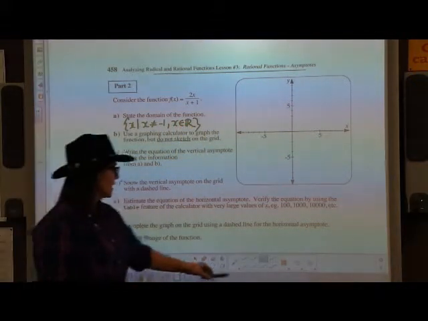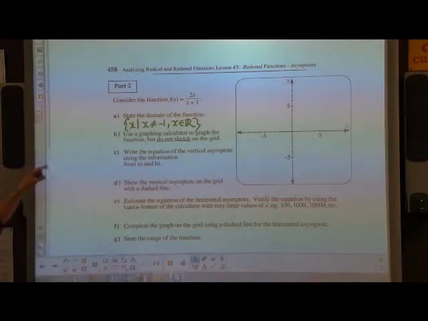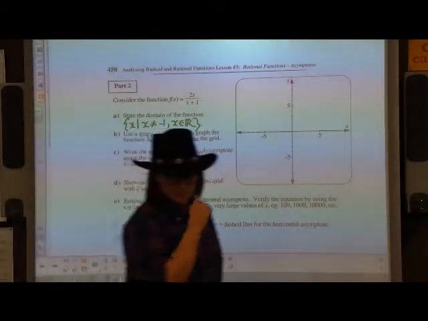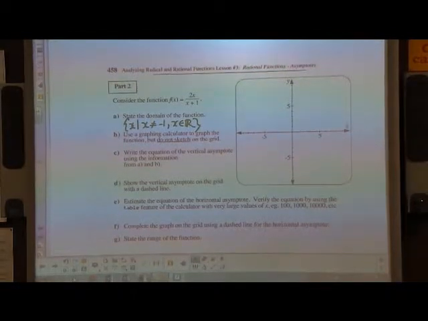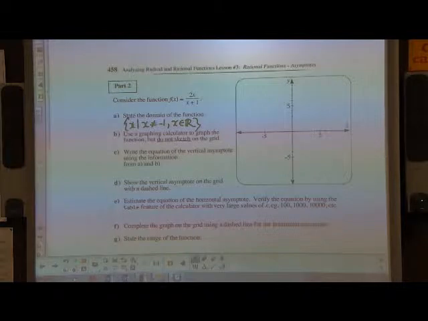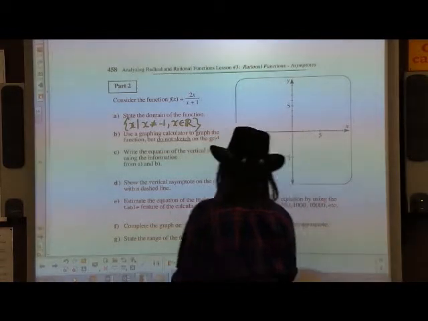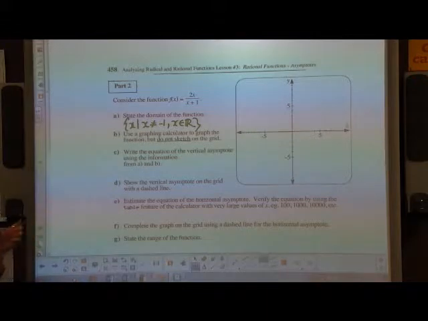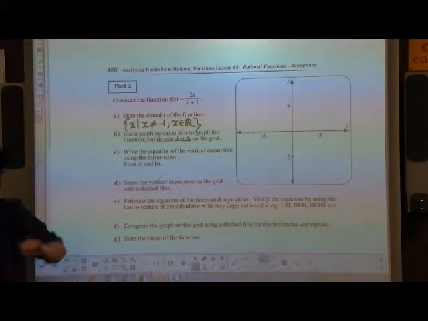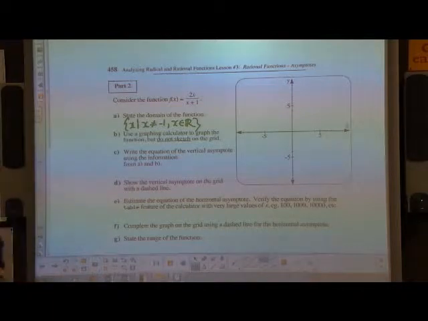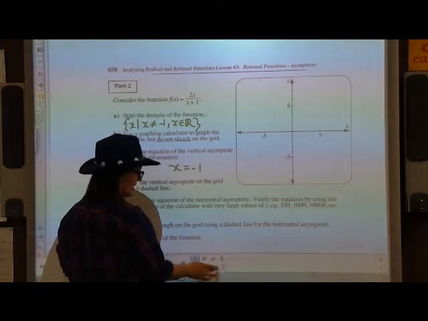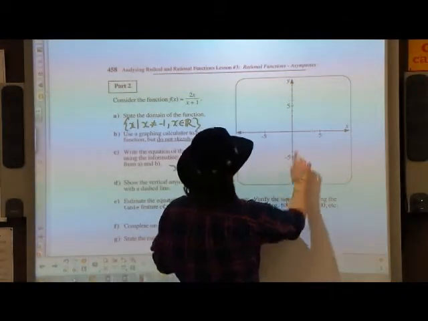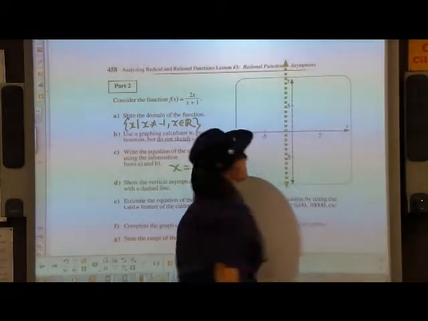So what I want you to do is graph this and then go through the next 5, 6 questions. Okay, if we use a graphing calculator to graph the function but we don't sketch it, using what you got on the graphing calculator and what you got from question A, what's the vertical asymptote? X equals -1. So if we draw that using our dashed line, x equals -1, there's my line.